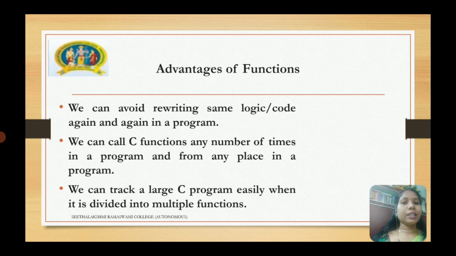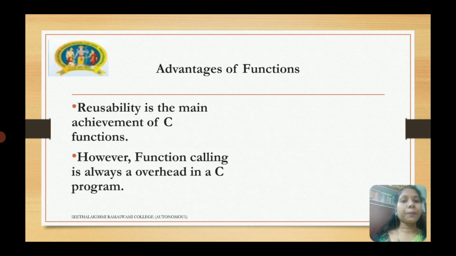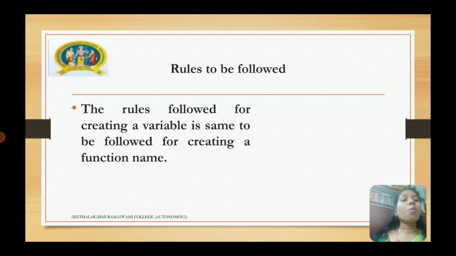Advantages of functions. We can avoid rewriting the same logic or code again and again in a program. We can call C functions any number of times in a program and from any place in a program. We can track a large C program easily when it is divided into multiple functions. Reusability is a main achievement of C functions, but however, function calling is always an overhead in a C program. What are the rules to be followed? The rules followed for creating a variable are the same to be followed for creating a function name.